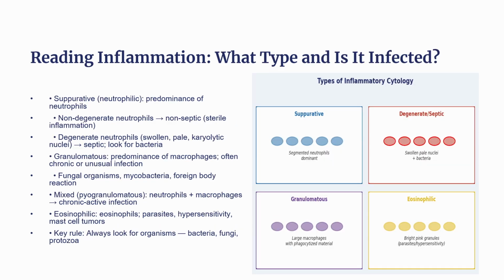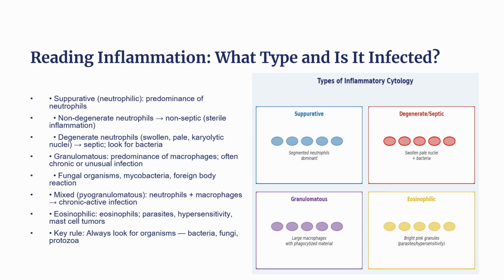To determine a sample is inflammatory, your next question is, what type of inflammation and is there an infection? Suppurative inflammation, lots of neutrophils, is your first clue. Now look carefully at those neutrophils. Are they non-degenerate, meaning their nuclei look dark and segmented and healthy, or are they degenerate, swollen, pale, losing their nuclear structure? Degenerate neutrophils mean there's a toxin in the environment, usually bacterial toxins, and you should search carefully for organisms. Bacteria inside cells is very supportive of a true infection.